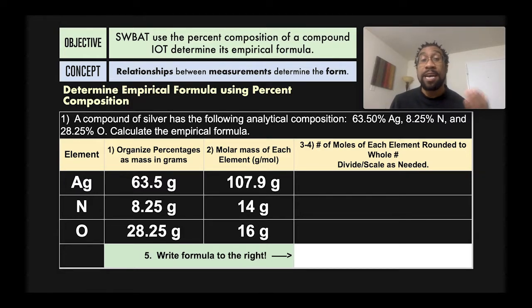Next, we got the percentages organized, and we got the molar mass of each element. So what we're going to do is divide across and find the number of moles, okay?